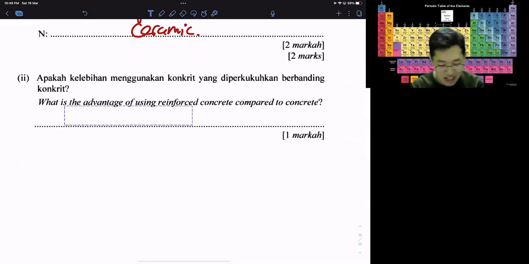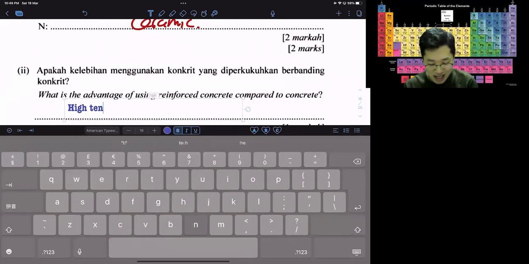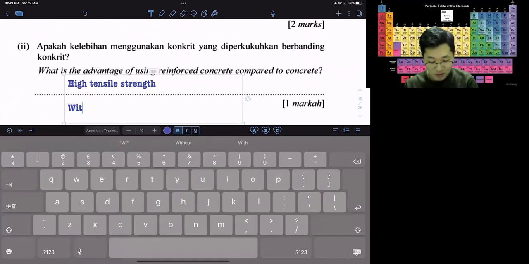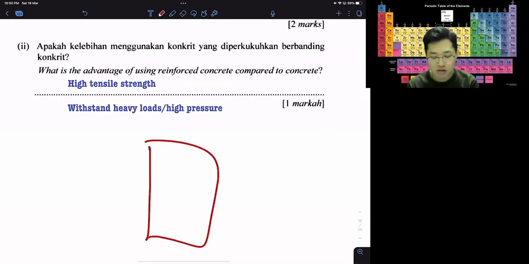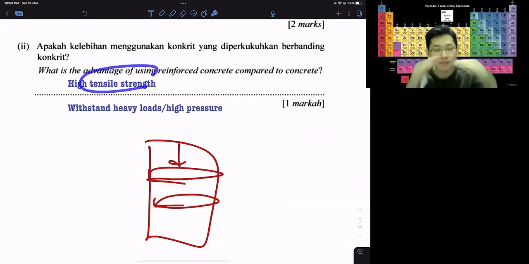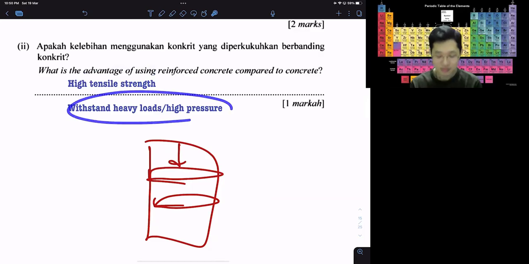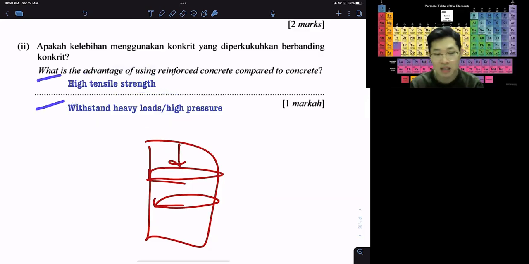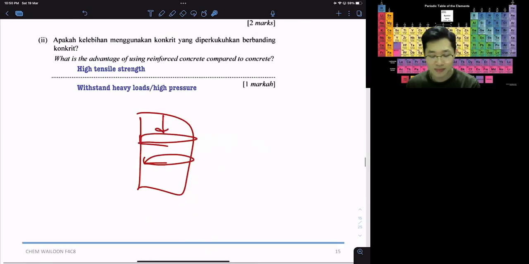For reinforced concrete, you can write this one: high tensile strength, or withstand heavy loads or pressure also can. Because reinforced concrete is used to make high-rise buildings. When you jump on the second floor, it doesn't collapse. High tensile strength, not easy to break. Okay, that is the property for reinforced concrete. Don't write resistant to corrosion, that's alloy.